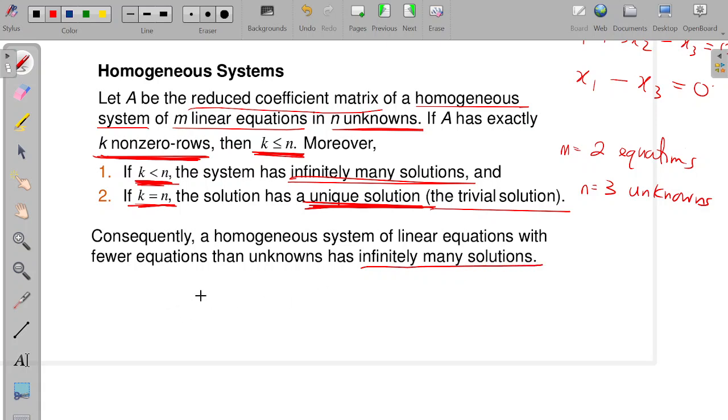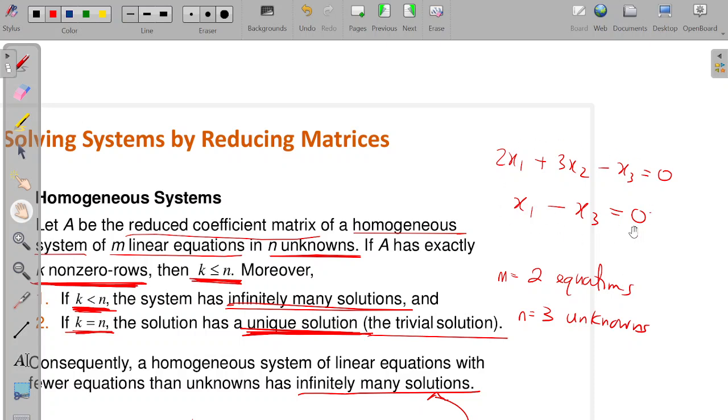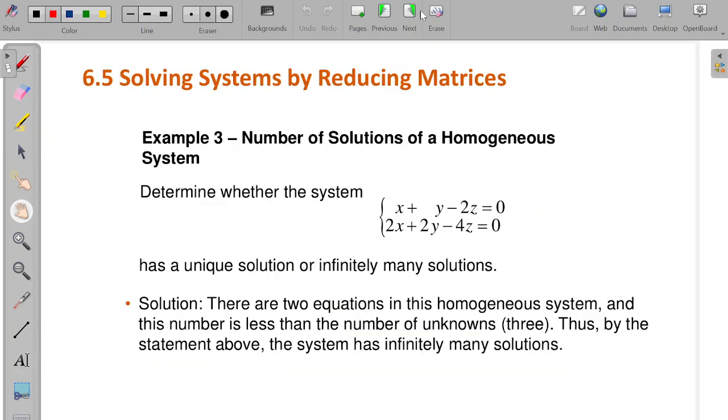So if you have fewer equations than unknowns, then we will have a case of infinitely many solutions. Anytime the number of equations is less than the number of unknowns, like this one, then we have infinitely many solutions. Please take note of that.